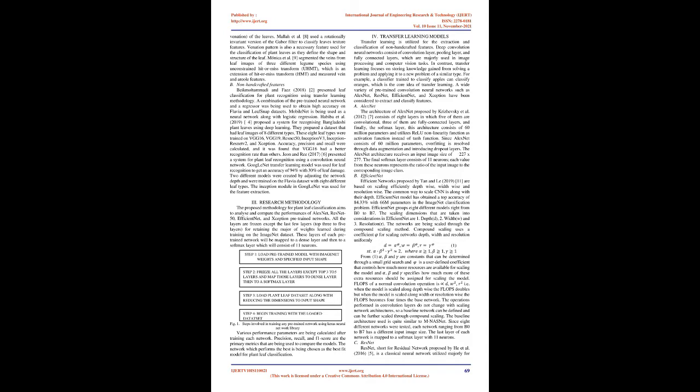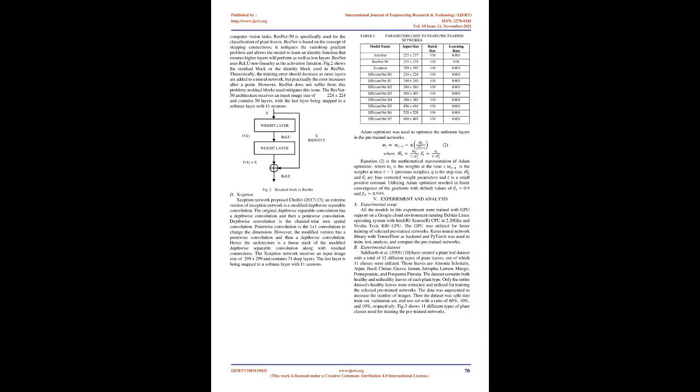3. Research methodology. The proposed methodology for plant leaf classification aims to analyze and compare the performances of AlexNet, ResNet50, EfficientNet, and Xception pre-trained networks. All the layers are frozen except the last few layers, the top 3 to 5 layers, for retaining the majority of the weights learned during training on the ImageNet dataset. These layers of each pre-trained network will be mapped to a dense layer and then to a softmax layer which will consist of 11 neurons.